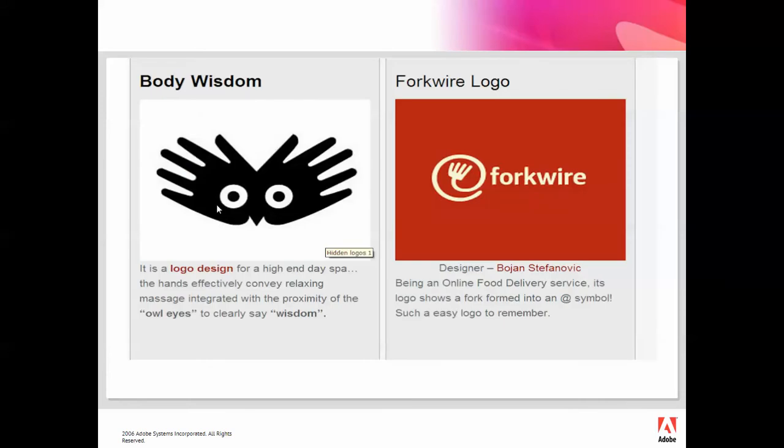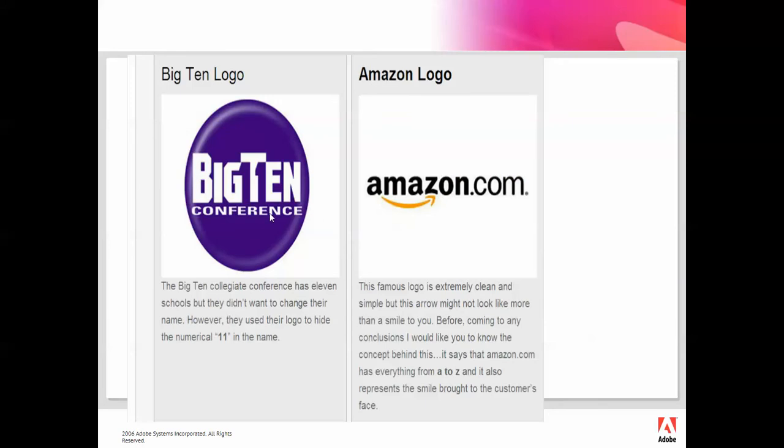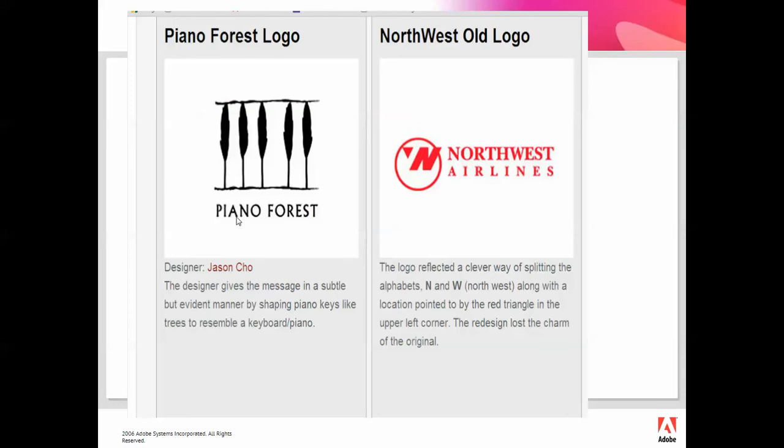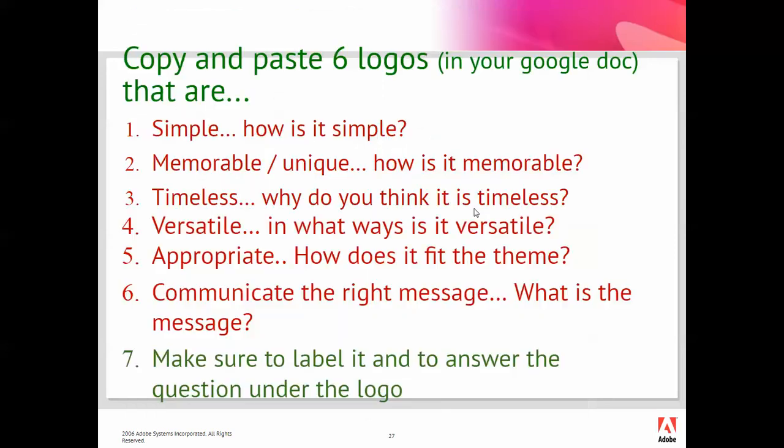Here are other ones. Body Wisdom: you have an owl, which represents wisdom, and hands. Fork wire, that's obvious. The Big Ten, it was kind of funny, I put this in there because it used to have 10 teams and then it went to 11, so they snuck the 11 in there with white space. Piano Forest: you can see there's the piano keys, there's the forest. I like this one, Northwest: you have your N, then you have your W in there, and you have this arrow. Guess which direction it's pointing? Northwest.